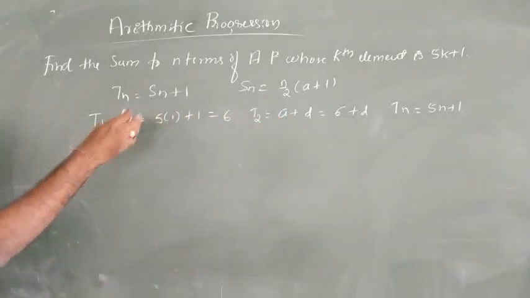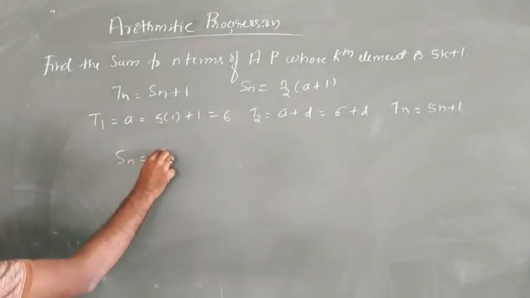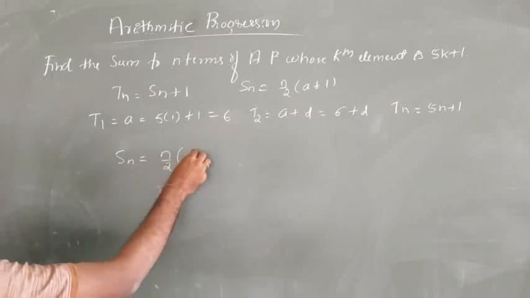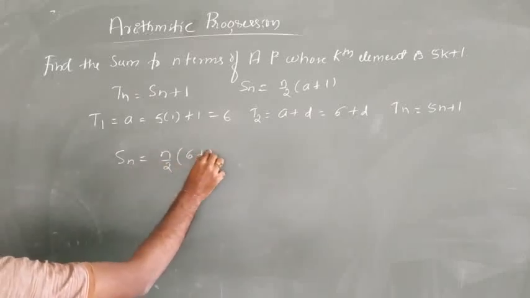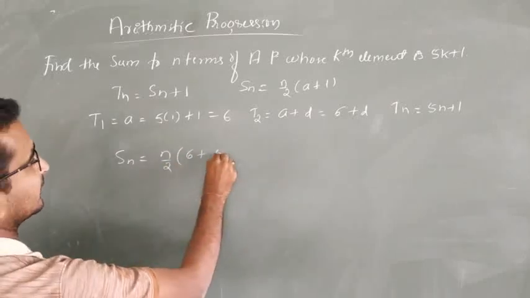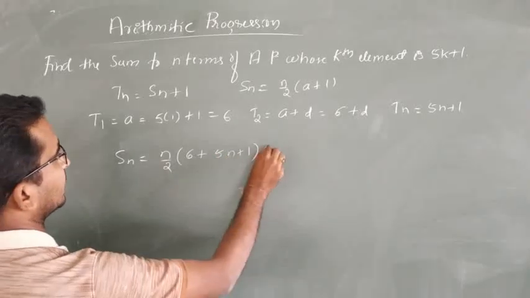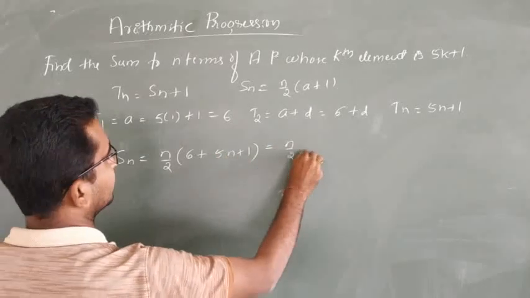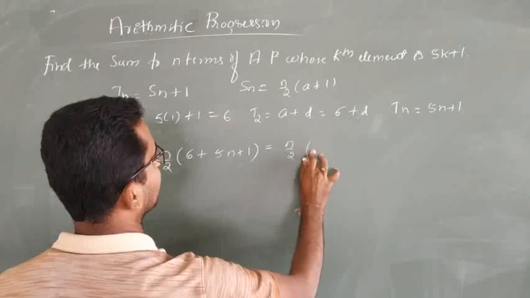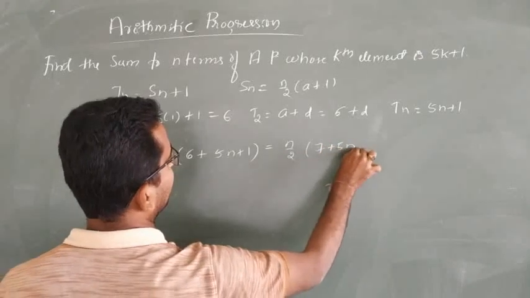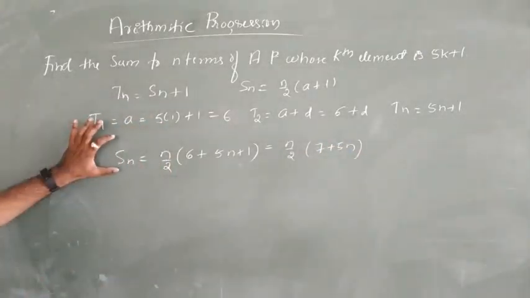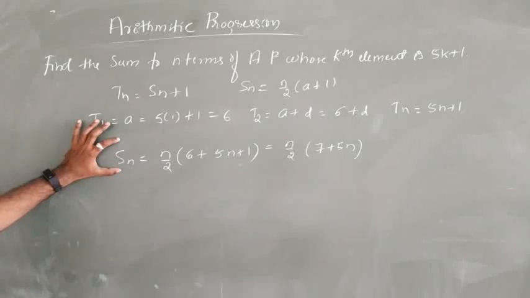So substitute in this formula, Sn is equal to n by 2 into a, which is 6, plus the last element, that is 5n plus 1. That is n by 2 into 6 plus 1, that is 7 plus 5n. This is the sum to n terms of an AP.